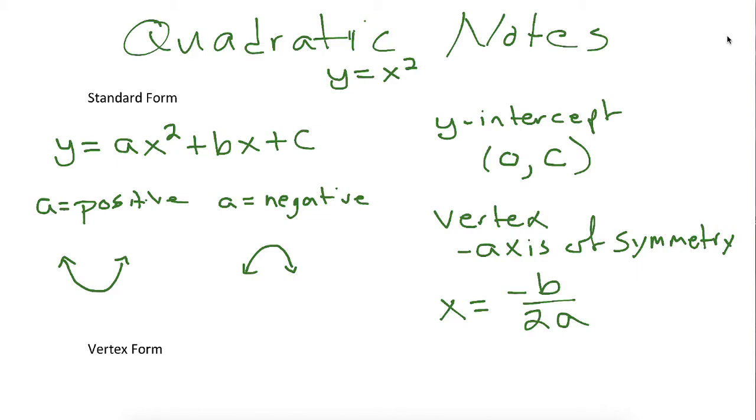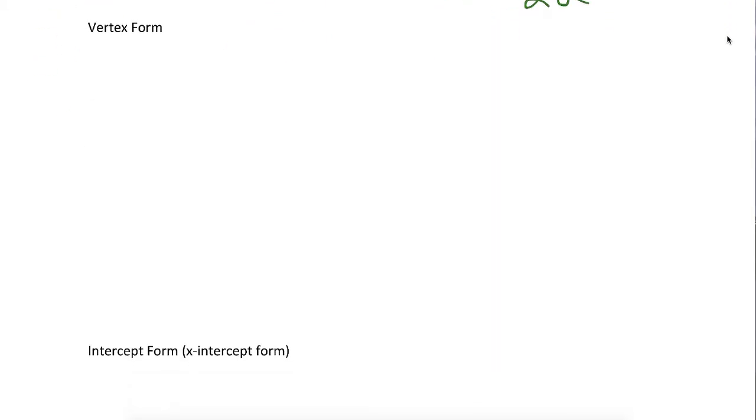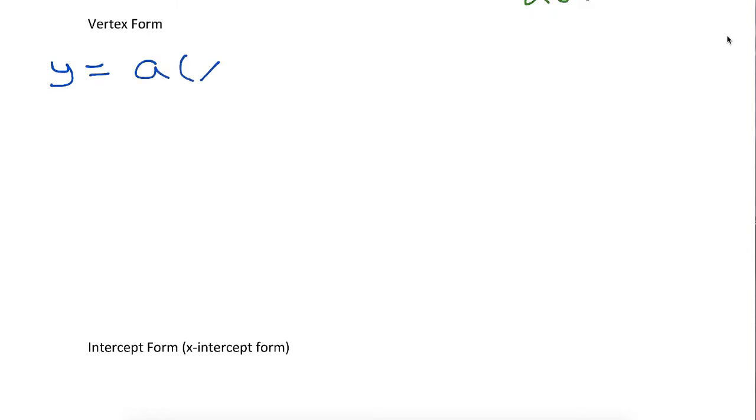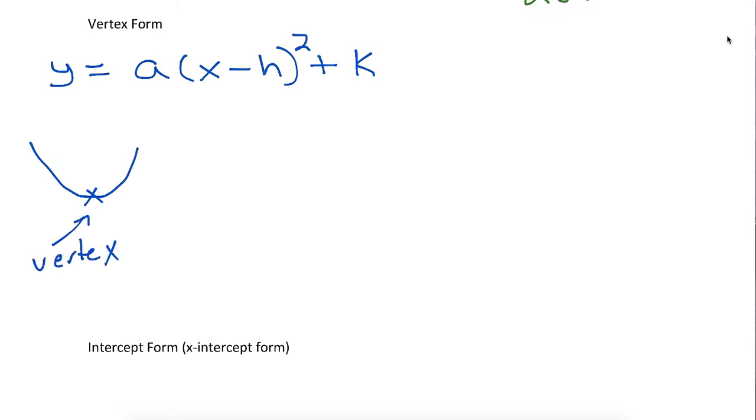So that's standard form. If we go to vertex form of a parabola, it is y equals a(x minus h) squared plus k. Remember that in a parabola, the tip of the parabola is called the vertex. In this case, a still does the same thing. If a is positive, the parabola opens up. If a is negative, the parabola opens down. The vertex point is (h, k).